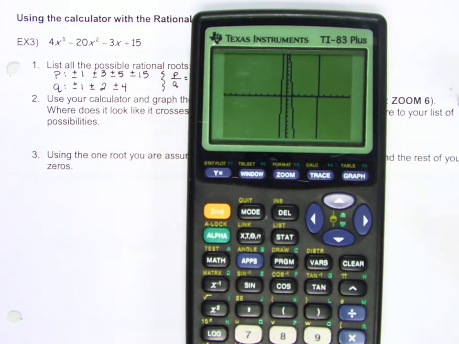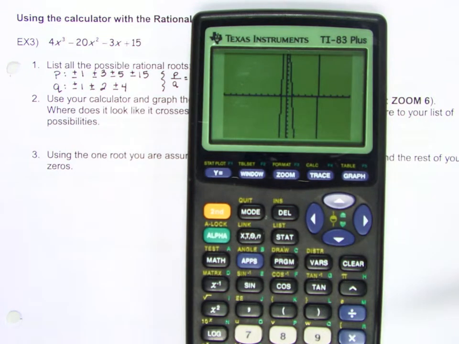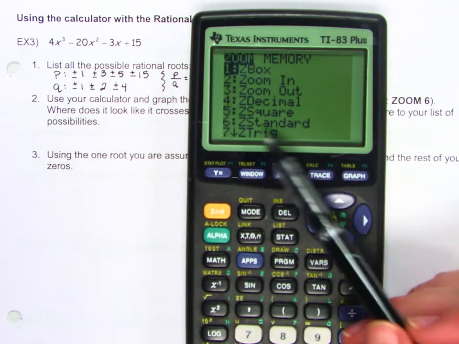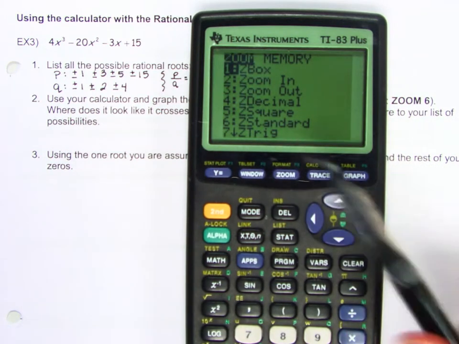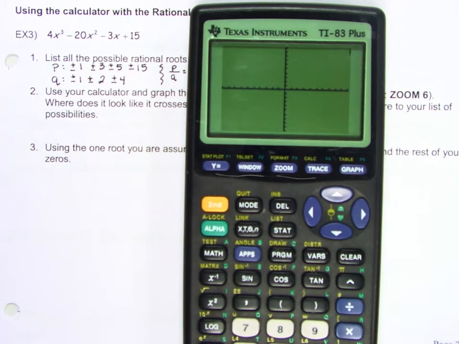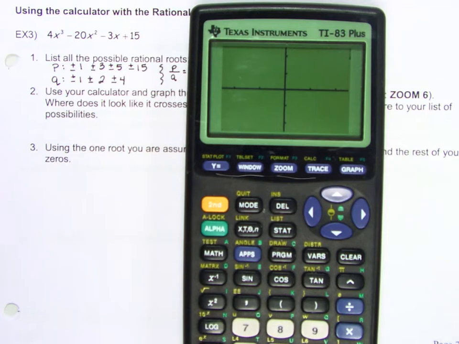Sometimes the graphing calculator will be zoomed in really far and zoomed out not so far. If you want to at any time just bring it back to normal, I like zoom standard, which is number 6 here. So just arrow down to 6, press enter, and you get a standard window of what you're looking at. Now sometimes it's nice to actually zoom in a little closer. Press zoom, go down to zoom in. We can see where those graphs cross.